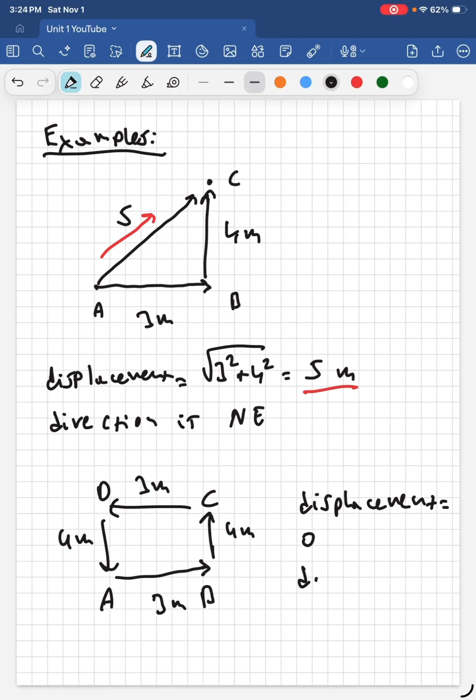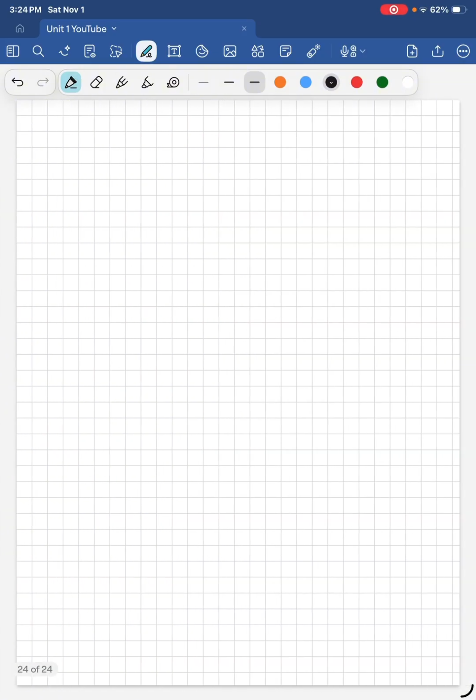Okay, distance is 14 meters. Okay, because distance is a scalar. It tells you literally how much distance did I cover in my travel, which is 14 meters. But the displacement tells you how much you displaced yourself from the initial point that you started from. And in this case, we didn't displace ourselves at all, so 0. Okay, let's do one more.